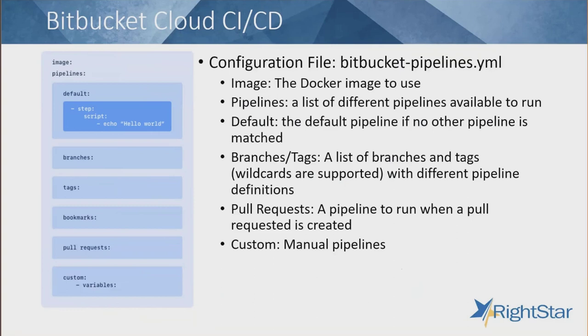Pull requests is a pipeline that gets run whenever a pull request is created. So we could have a pipeline that basically validates that all of the code that's being requested to be built is actually passing all of its tests. And we can even have custom pipelines that are run by manual control. Now, underneath the default block, you'll see there's another block which is called step. And what we have is a series of steps that can be used then to run our builds. And that's our next piece.